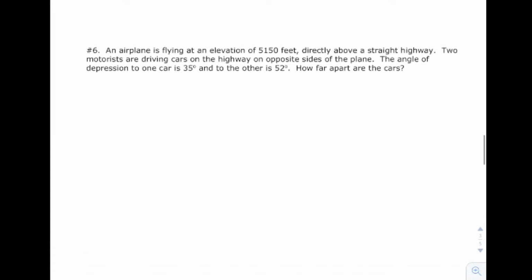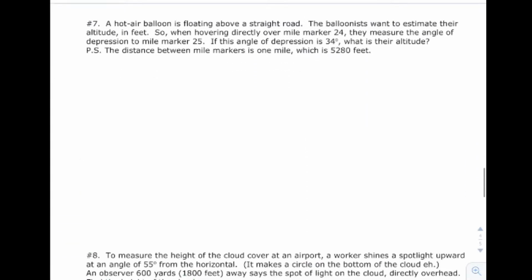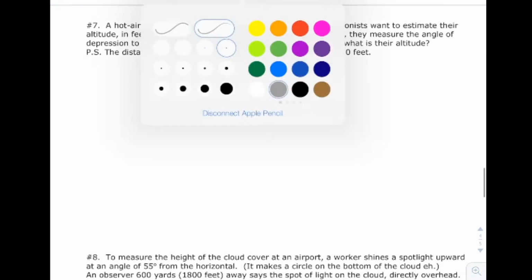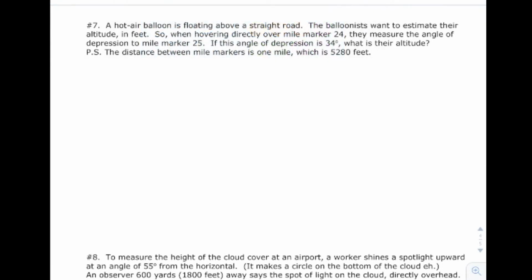If you look at number 6 for just a second, it's talking about an airplane flying at some elevation over a highway. There's cars and stuff, the angle of depression, and so on. That's a good problem. So I'm going to do this one, which is a little bit simpler, but it's similar. It's got the angle of depression. It's got the hot air balloon above a road. So in that sense, it's a similar problem. Let's go back to blue for a while.